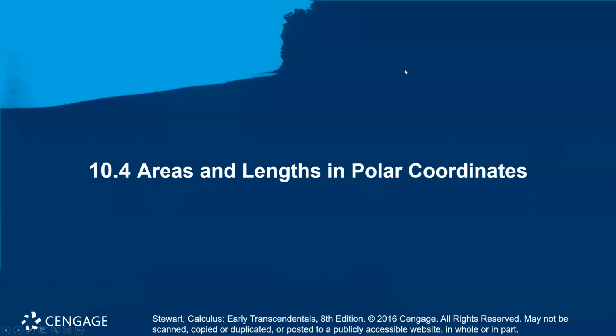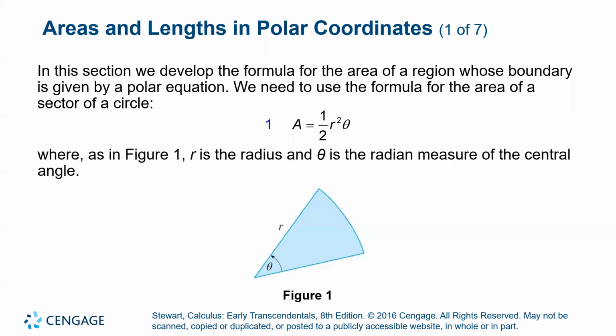Section 10.4 is about areas and lengths in polar coordinates. So this is just like when we learned about parametric equations. We finished that section by learning about all the different things that we've done in Calculus 2 so far if we were in parametric equation land. So that is what section 10.4 is, but for polar coordinates.